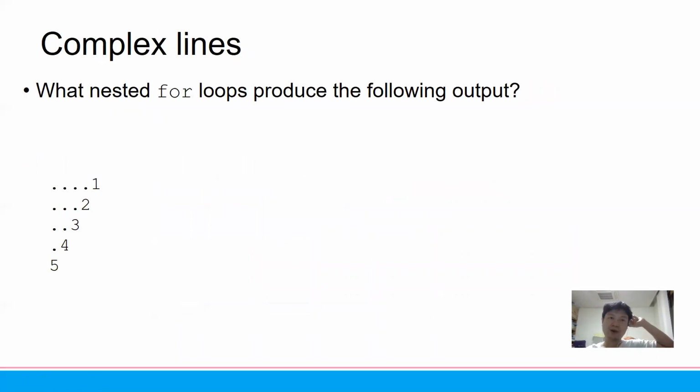How if you have a complex line? Okay, what nested for loop produces this following output? Maybe you think, oh, wow, it's very difficult. How can I solve this one?